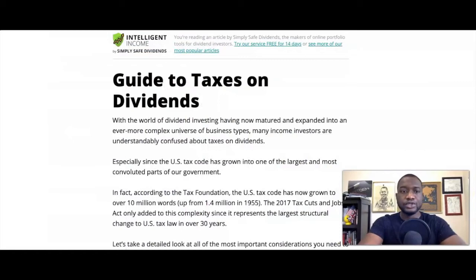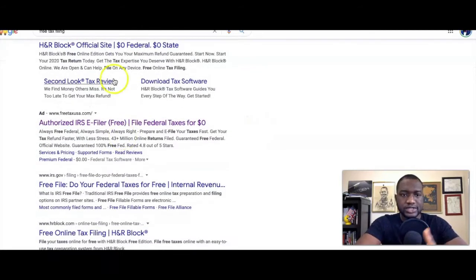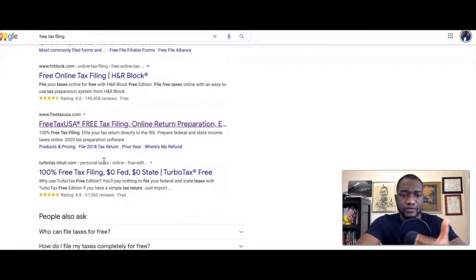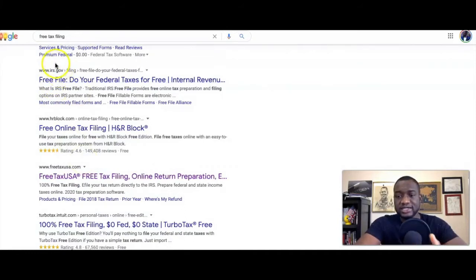The first thing that I want to point out is free tax software that you can potentially use to do your taxes. If you go on Google and type in free tax filing, you see a couple of websites come out. First of all, let me point out the IRS website. You can always file your taxes for free on the IRS website, but I don't necessarily find it easy or intuitive to use, because anything from the government is never really easy to use.